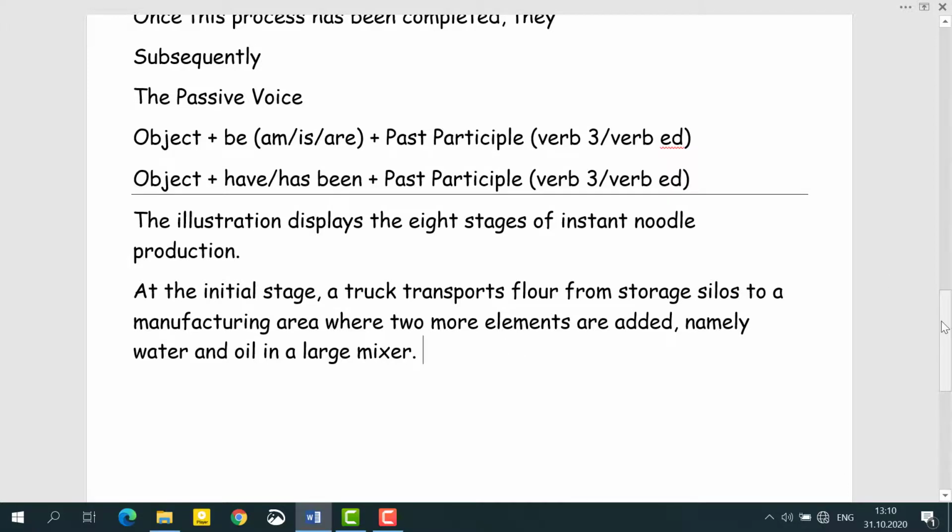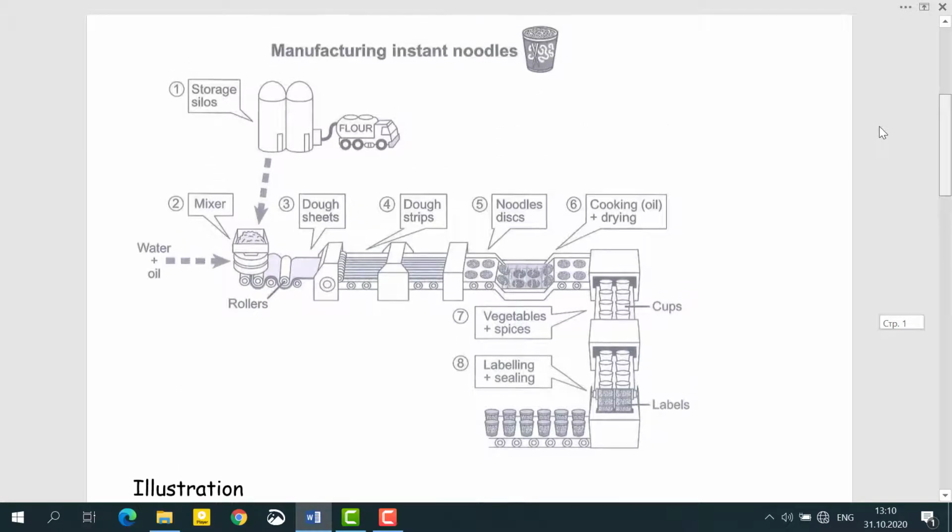All right, now look at the diagram one more time, and I'll show you the next sentence.